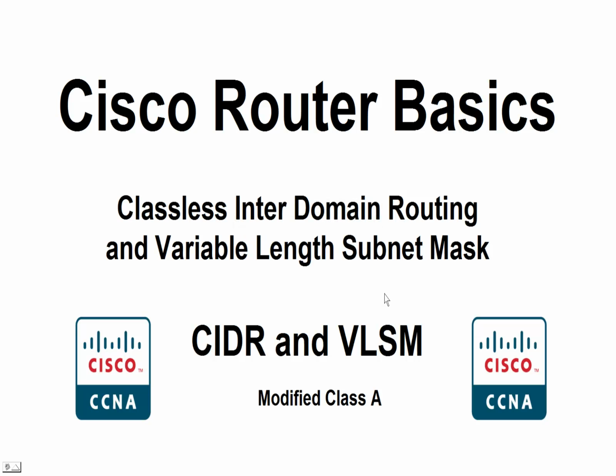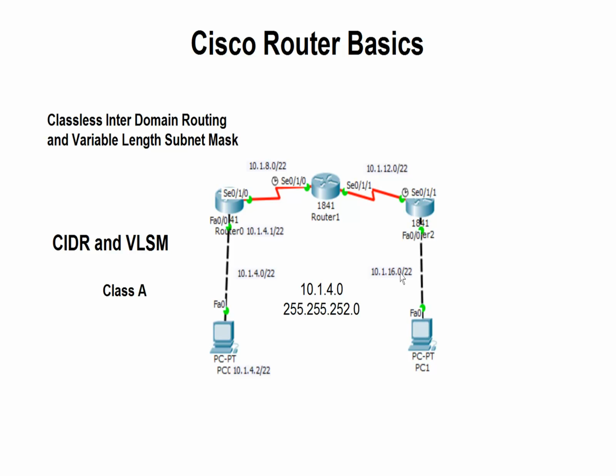Today we're going to talk about Cisco router basics, classless interdomain routing, and variable length subnet mask. That is abbreviated CIDR and VLSM, and we're going to modify a Class A address to show you how this best works for our networks. Here's a typical network that we've been using with 3 routers and a couple of PCs.